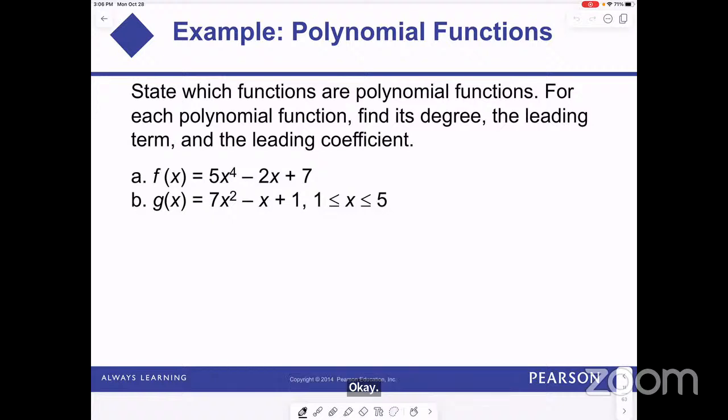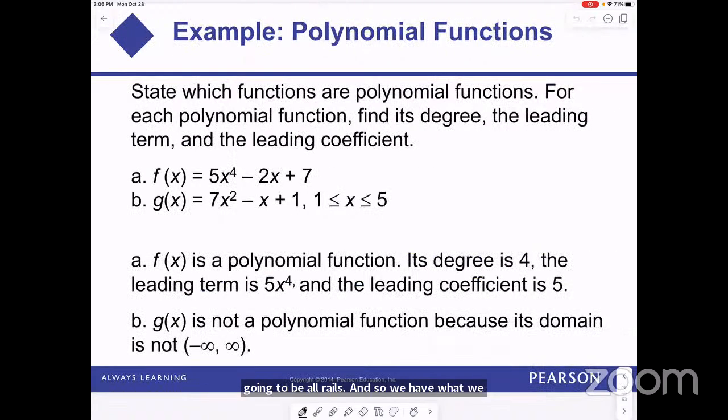Normally B would be a polynomial, but we have a restriction on the domain. The domain is restricted where x is between 1 and 5 inclusive. So because we have the restriction on the domain, that's not a polynomial function. Because remember, we just said that the domain of a polynomial function is going to be all reals. Okay, and so we have what we just experienced typed up here. So the same thing just typed up already.